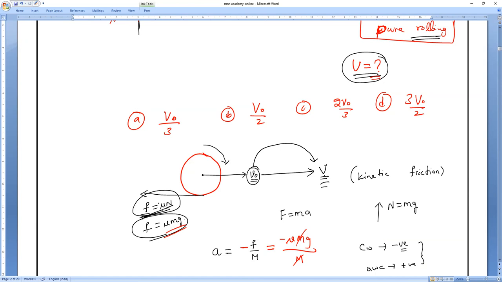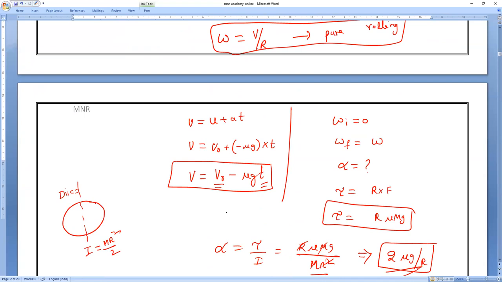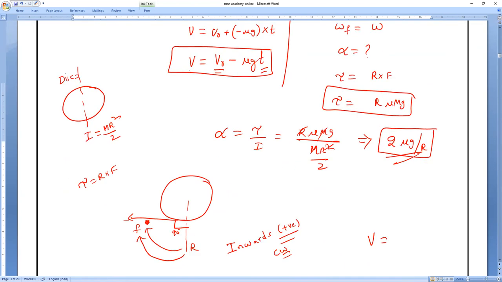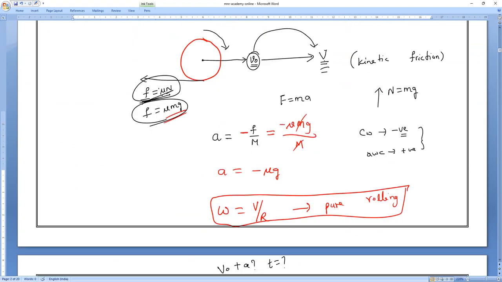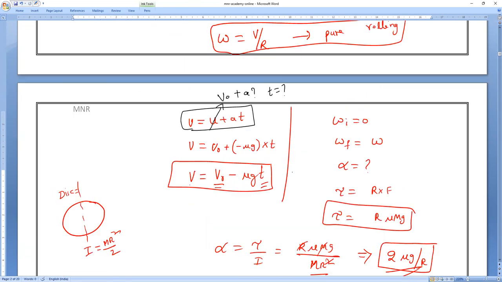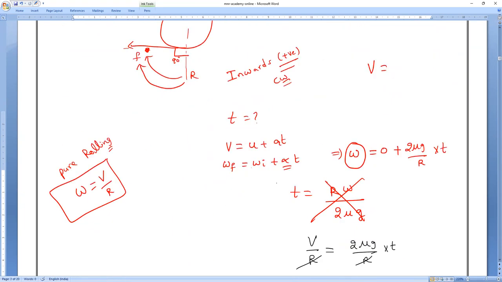So first we are finding the friction. We all know friction is mu mg. From that, using the first equation of motion, V is equal to U plus AT. Here we have two unknowns. Initial velocity is V naught, but A and T we don't know. So with the help of the frictional force, we find A, which is equal to minus mu g. To find the time, we again have to use the first equation.